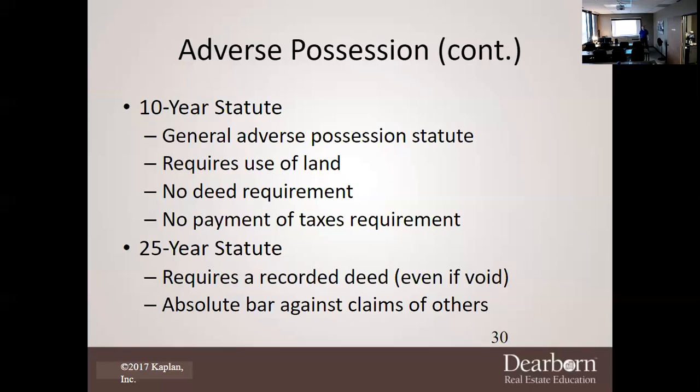That's why they always say there is no free lunch. Okay? If somebody ever says something's been paid, you need to inquire. Right? Except for today, right? So in that situation you got to make certain that you look at this. There's also the 25-year statute, which requires a recorded deed, even if it's void, and an absolute bar against claims to any other. Okay, so as you can see, there's multiple statutes.